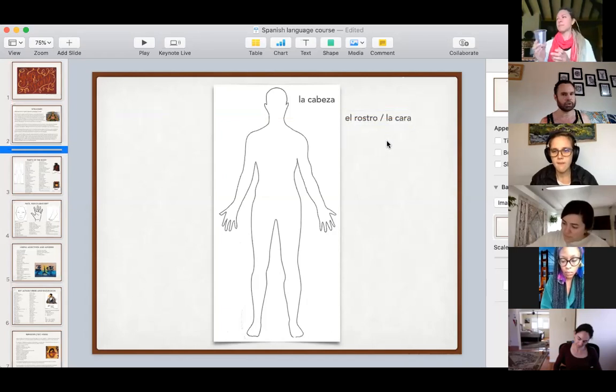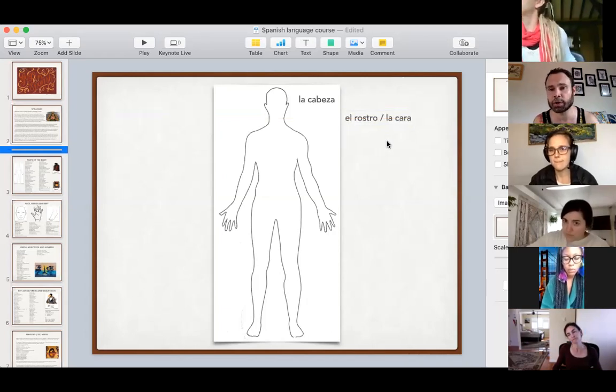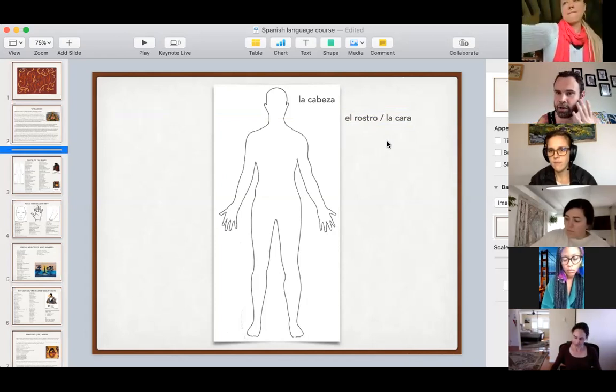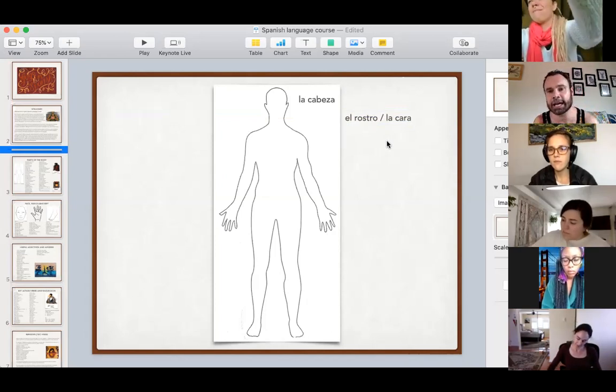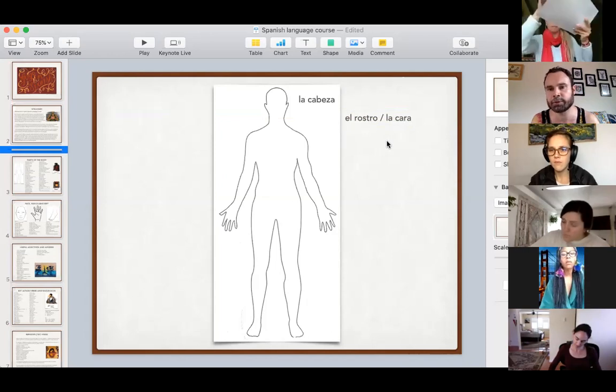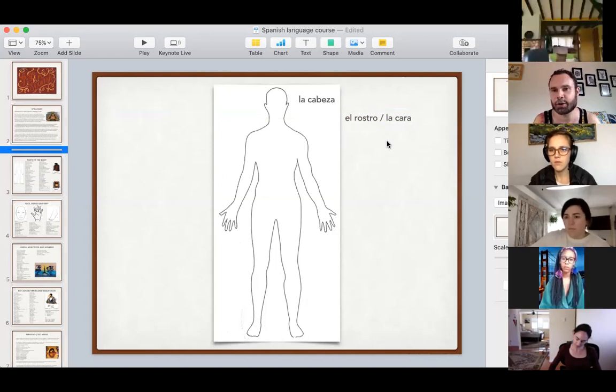So usually for me, el rostro is talking about your features, right? Your physical face. Whereas cara can sometimes be more used for your expression. So for example, ¿por qué tienes tan mala cara? Is like, why do you look so miserable? You know, why do you have such a bad face, literally?